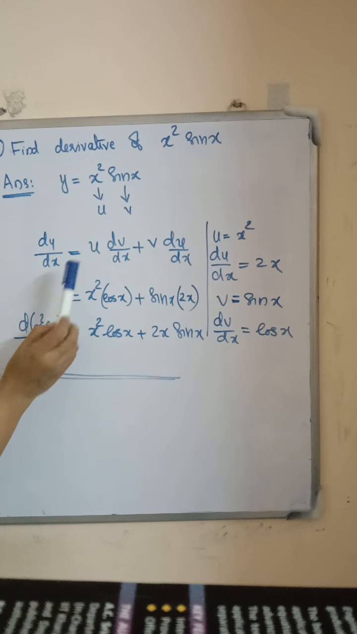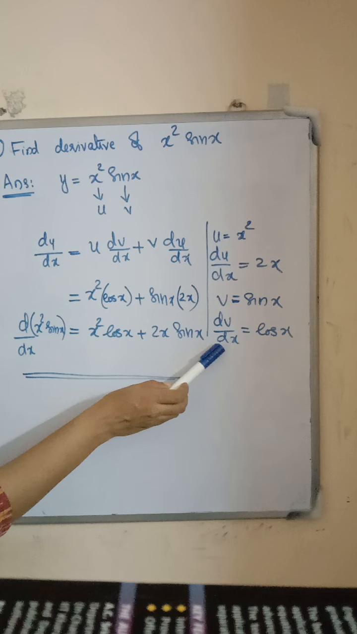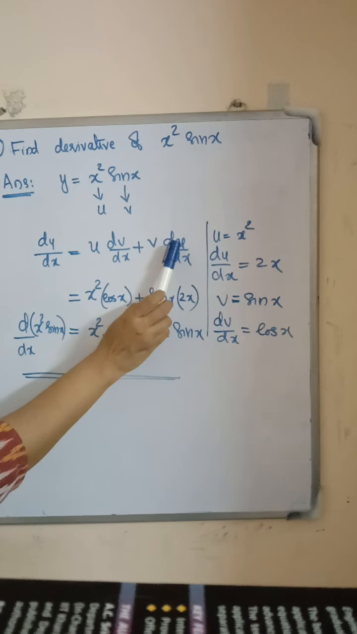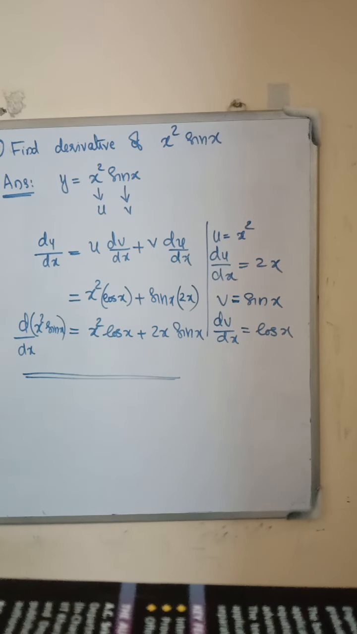So dy by dx is equal to u into dv by dx, u is x square, into dv by dx. What is dv by dx? It is cos x. Plus v into du by dx, v is sin x, du by dx is 2x. So sin x into 2x. So d by dx of x square sin x is equal to x square cos x plus 2x sin x. So the derivative of x square sin x is x square cos x plus 2x sin x.